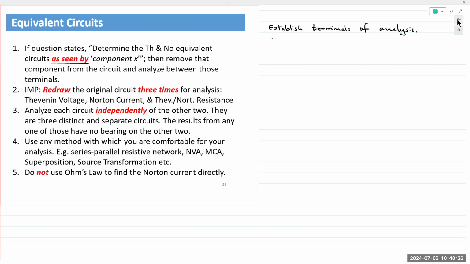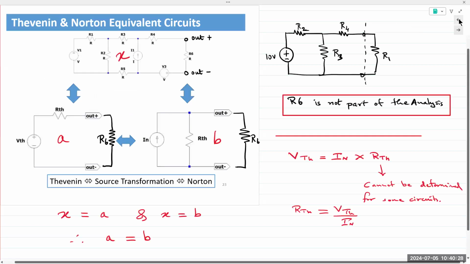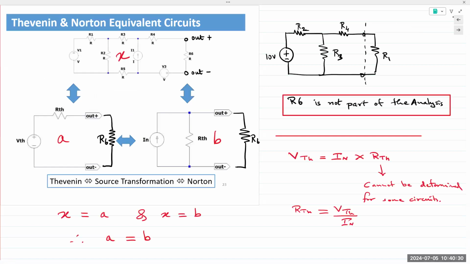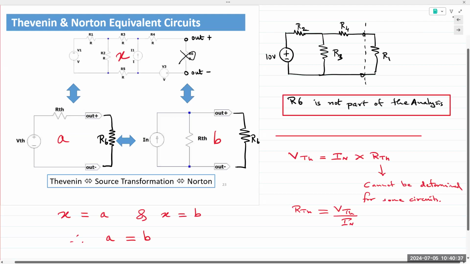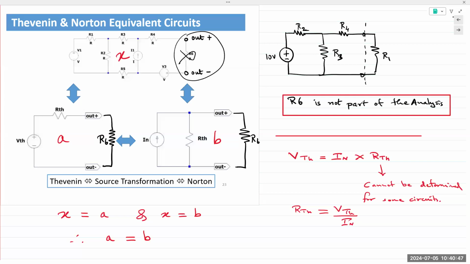As an example, in the previous example that I stated here, I said we are trying to find the value for R6. So we remove R6 from analysis and we analyze the rest of the circuit between these two terminals, out plus and out minus. R6 is not part of the analysis. Does that make sense?